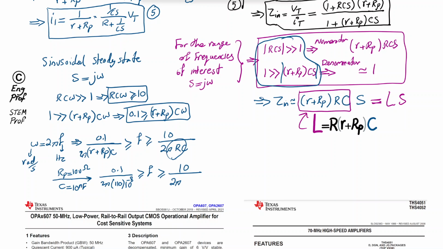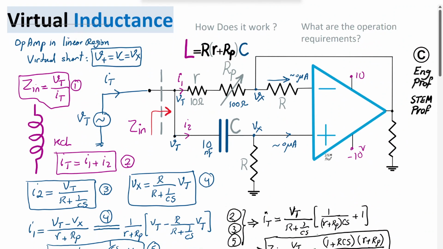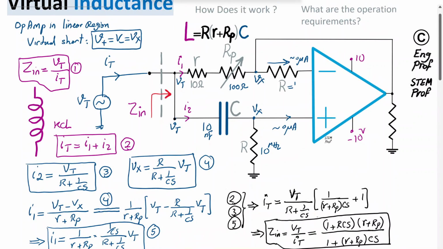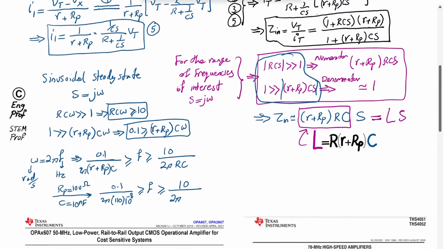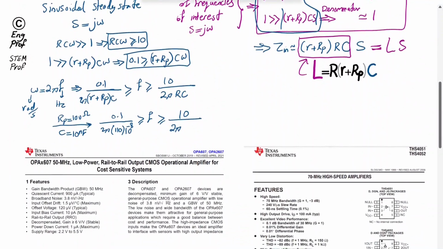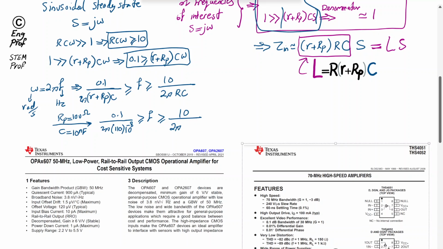Let's select R to be 10 megaohm, for example. It's a safe assumption because, with proper selection of the op amp, the input current is negligible compared to the current going through the 10 meg. So we have 10 over 2π, and then we have 10 meg, which is 10 to the power 7, and then C, which is 10 to the power minus 8.